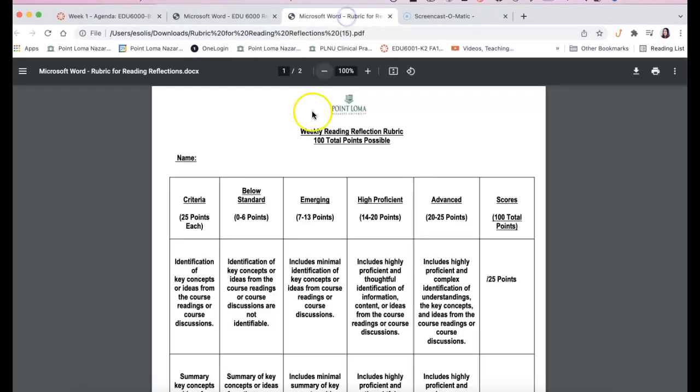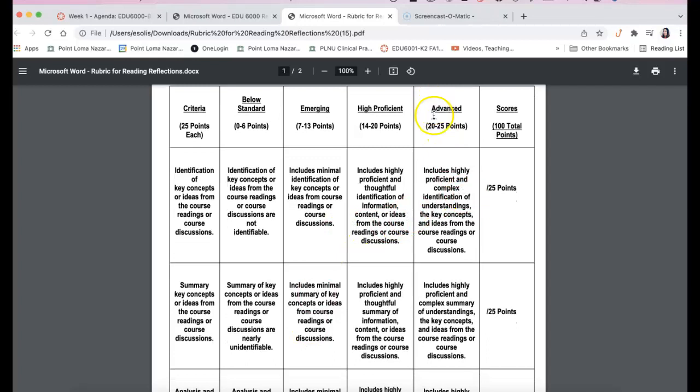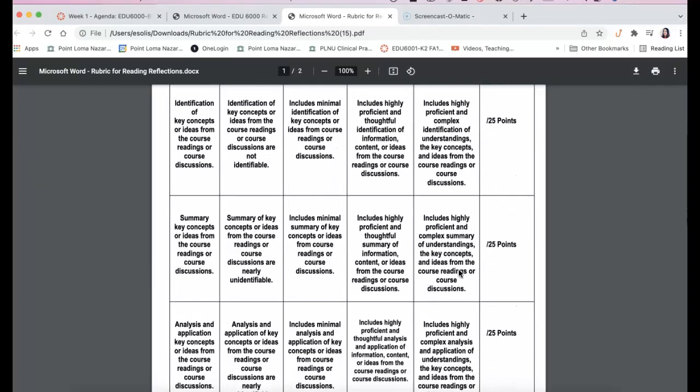Let's get started by going over the rubric. You'll notice here that it's always 100 points for these. The first category, to get the advanced top 25 points, is identification of key concepts or ideas from the course readings or course discussions. In order to get that, you want to make sure to include highly proficient and complex identification of understandings of the key concepts and ideas from the course readings or course discussion.